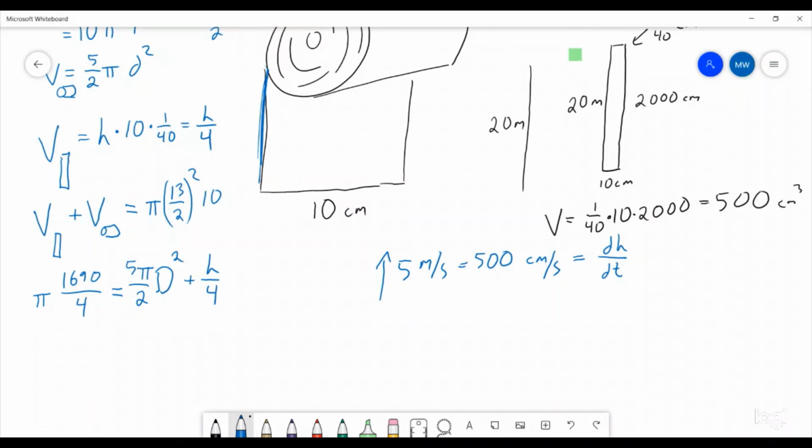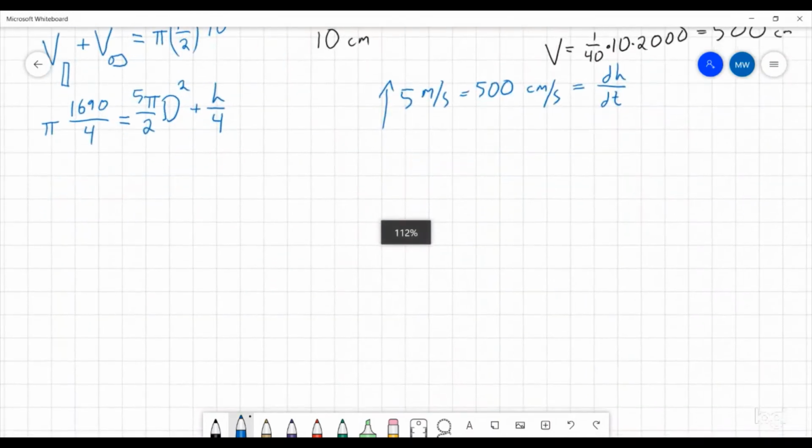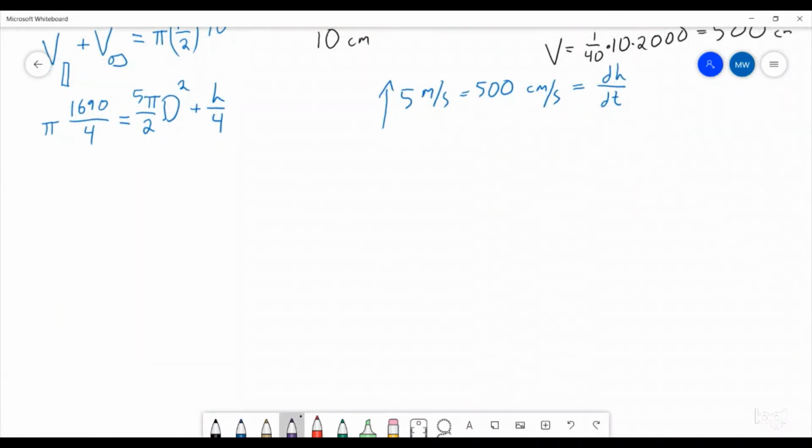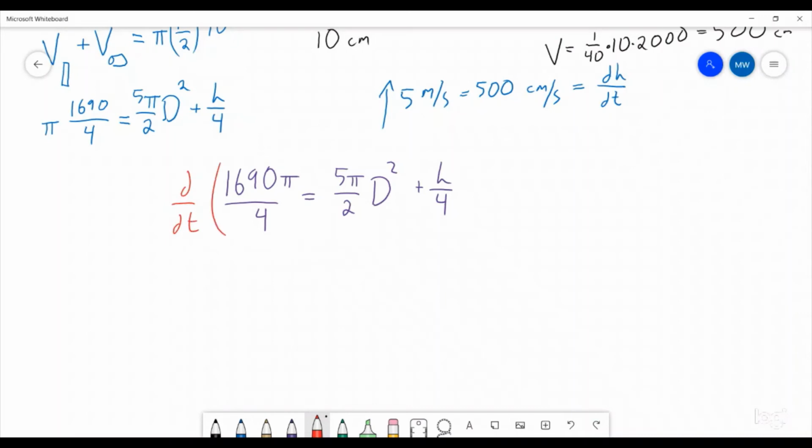Okay, how do we go through and do it now? Now what we need is to find a connection, and the way we do this is through implicit differentiation. We are going to take that expression that we just found, namely that 1,690 pi over 4 is equal to 5 pi over 2 d squared plus h over 4. And we are going to take the derivative of everything with respect to time.